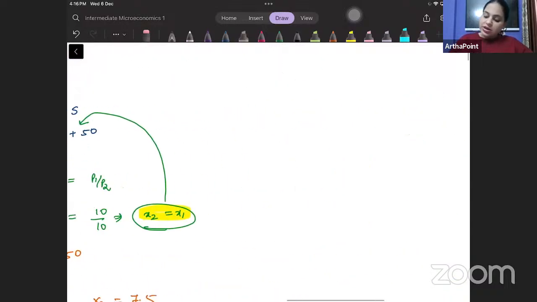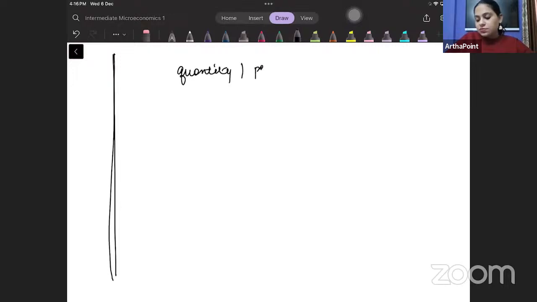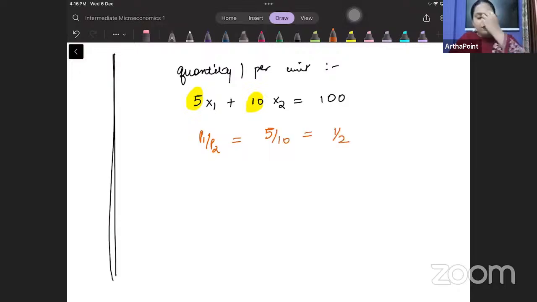Clear? Acha beta. Now tell me the case. What will happen if I go ahead and give a quantity or per unit subsidy? So beta, in the per unit subsidy, how did we write the budget line? 5x1 plus 10x2 is equal to 100. So what is my price ratio? P1 by P2. What will be P1 by P2 in this case? It will be 5 by 10, which means it will be half.